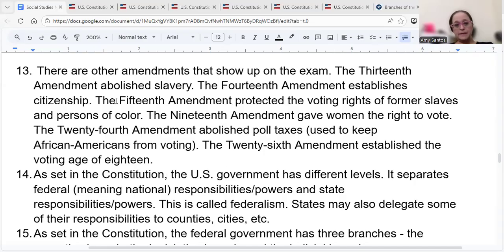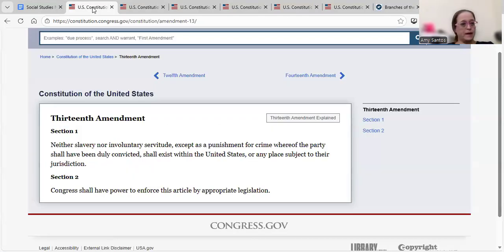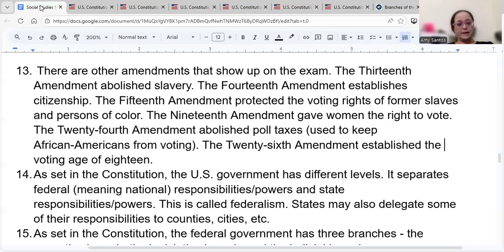The 13th Amendment, which abolishes slavery. Again, I'm using constitution.congress.gov. It's easier to remember what the amendments are about than it is to come across them on the test and read them and interpret them. So that's why I go over them. And it's not all of them. So the 13th Amendment might show up. That's the one that abolishes slavery.